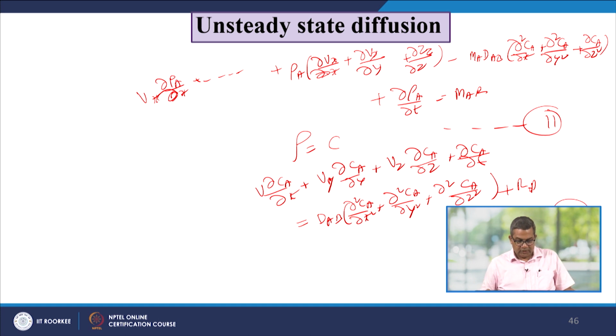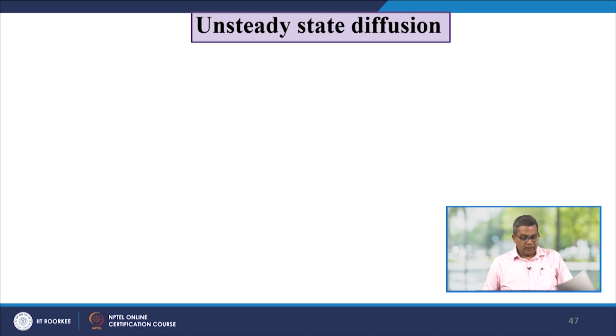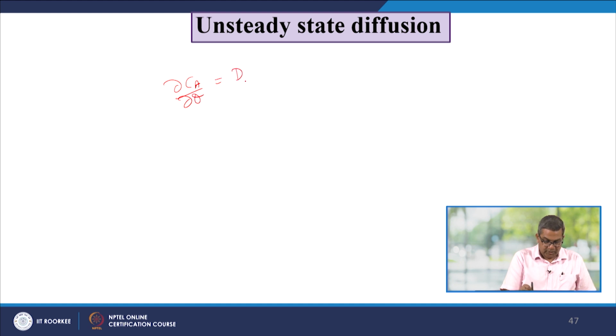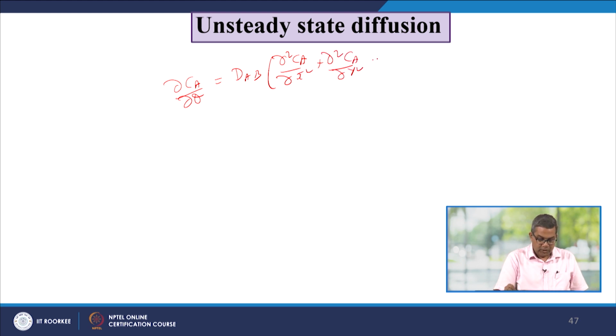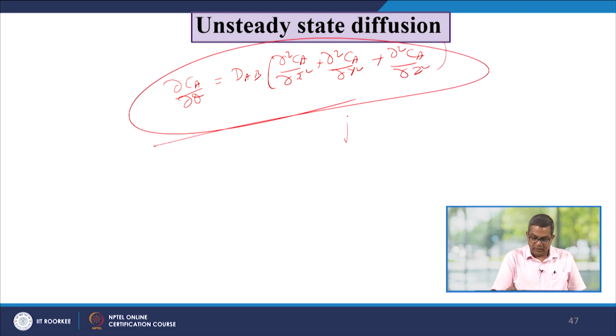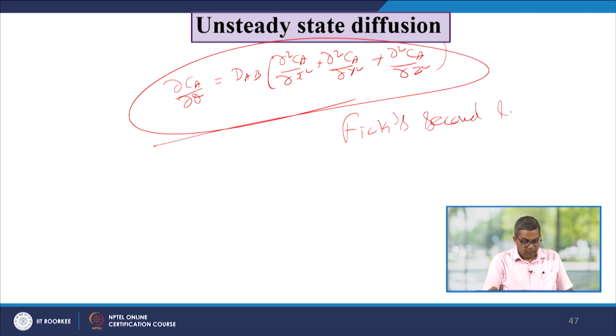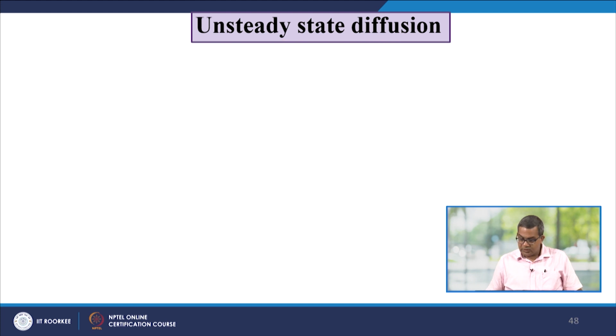In a special case where the velocity is equal to 0 and no chemical reaction occurs, from equation 12 we get del CA over del t is equal to DAB times del 2CA over del x2 plus del 2CA over del y2 plus del 2CA over del z2, and this is Fick's second law. It is frequently applicable to diffusion in solids and to limited situations in fluids.